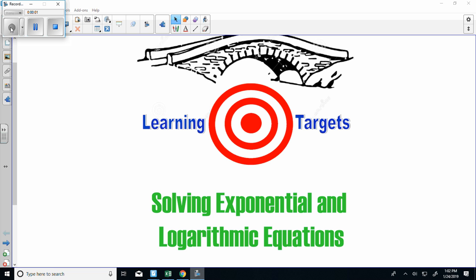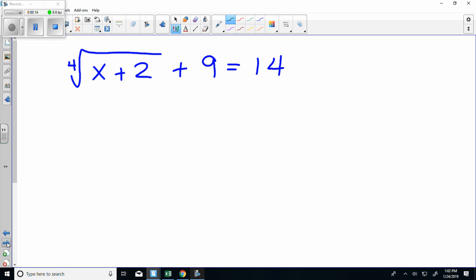This section deals with solving exponential and logarithmic equations. Solving exponential and logarithmic equations, the same concepts apply as when you're solving any other type of equation. You're trying to isolate the variable and get it by itself.